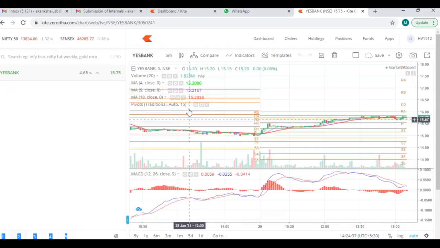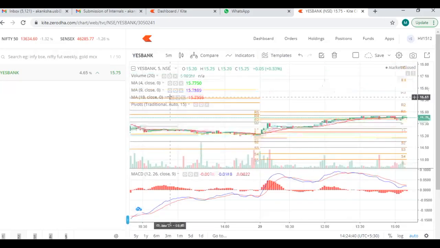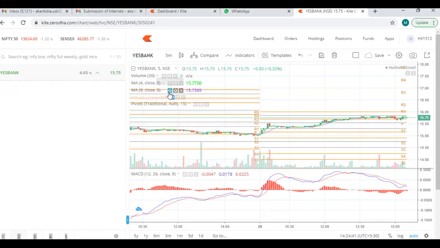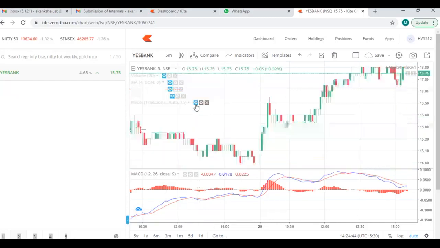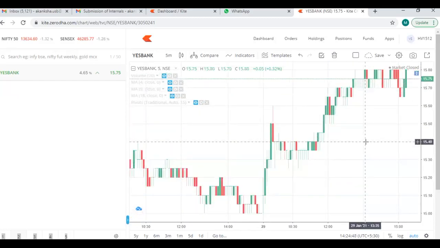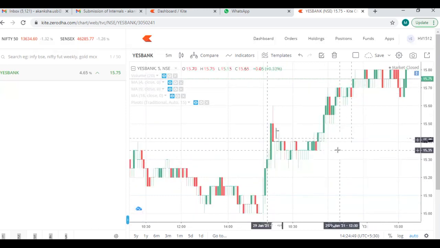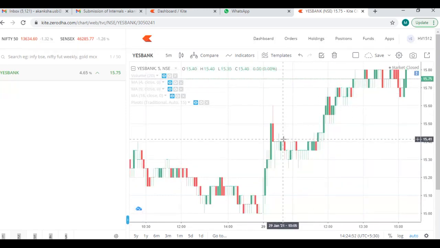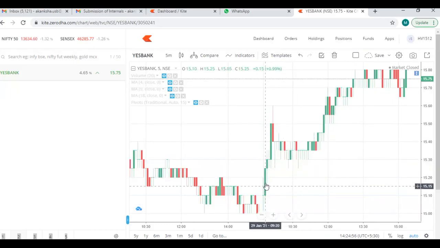So I've added a few indicators here. I'm going to hide them so that it will be clear to you, right? Yeah, this is the chart. So this is the candlestick chart pattern which I am using. I prefer to use this one because it explains very easily what is the high price, what is the low price, what is the open and what is the closing price, right?